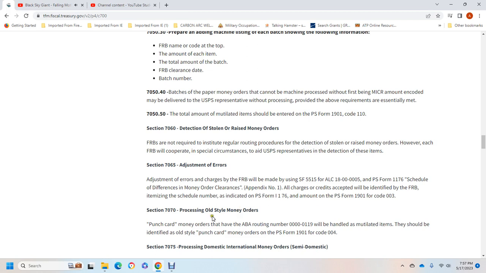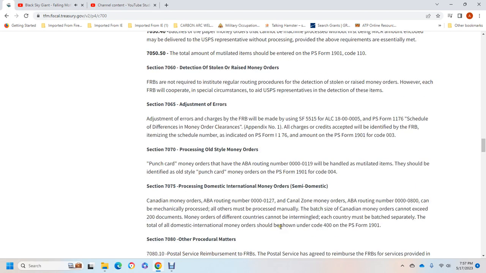770, processing old style money orders. The punch card money orders with the ABA routing will be handled with the mutilated items, but they should be identified as old style punch card money orders with the Form 1901 code 004.